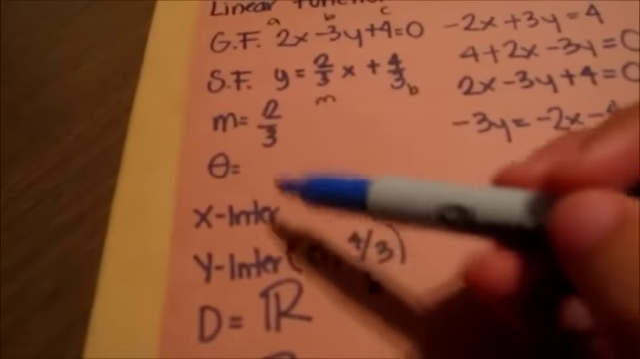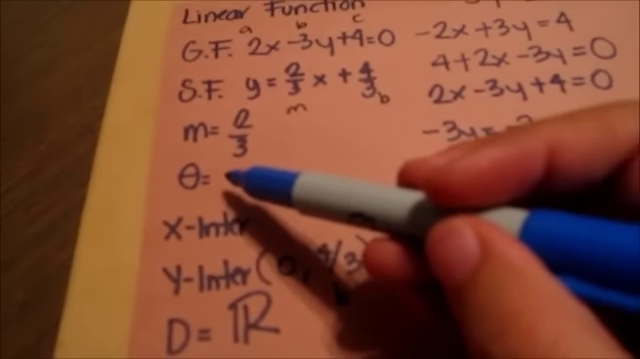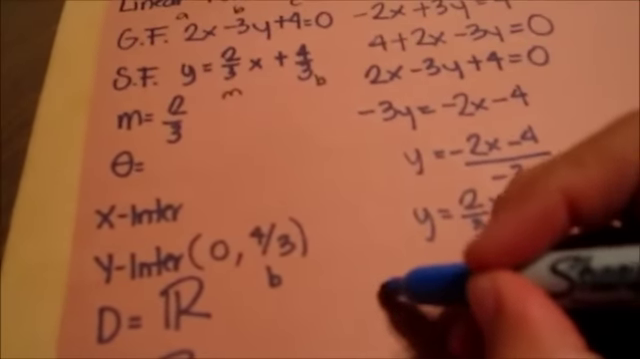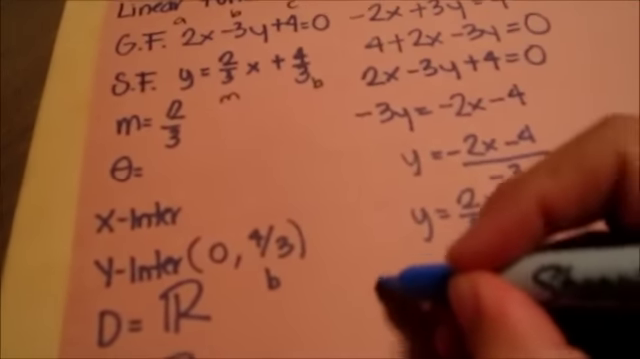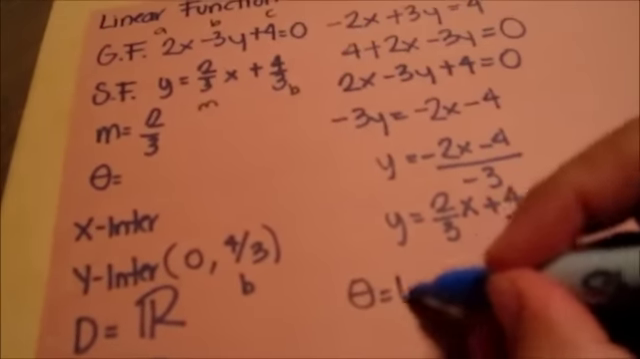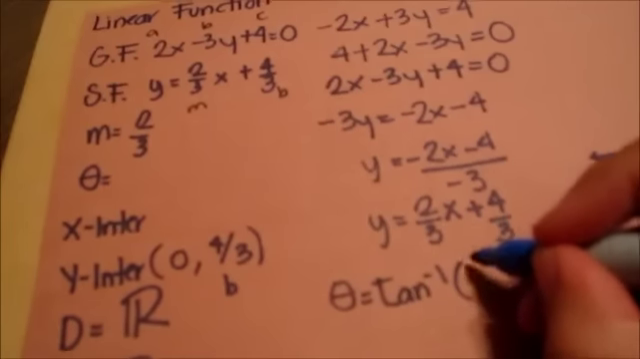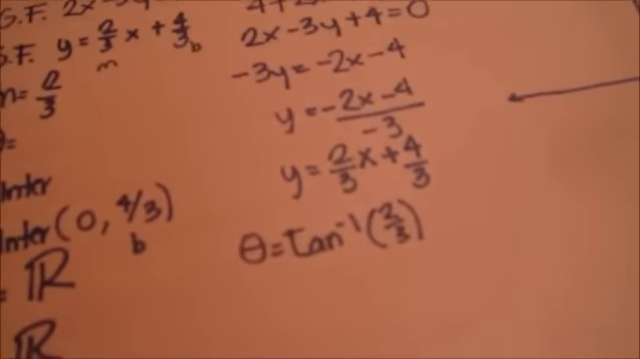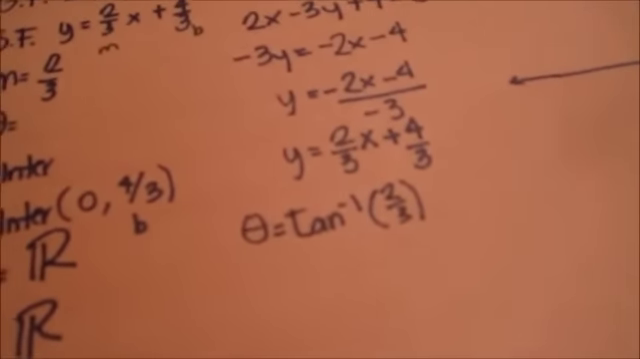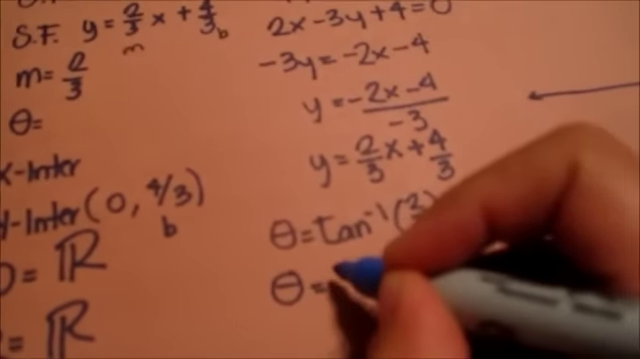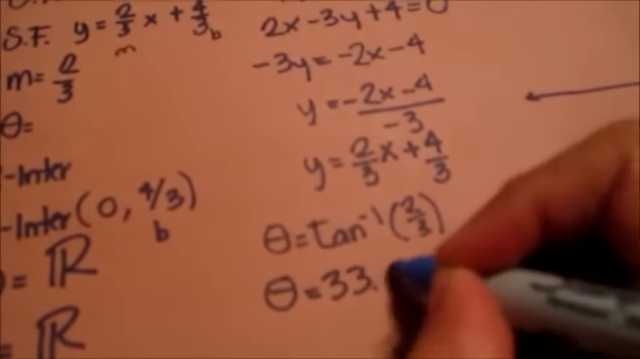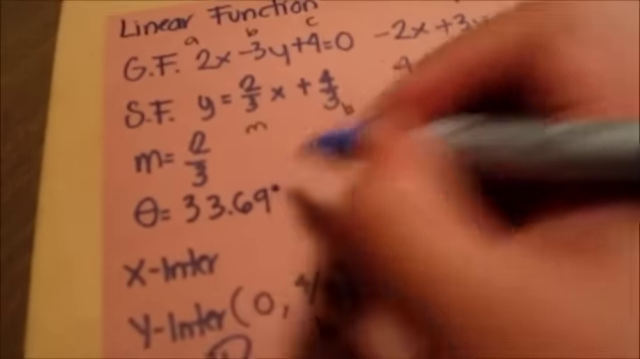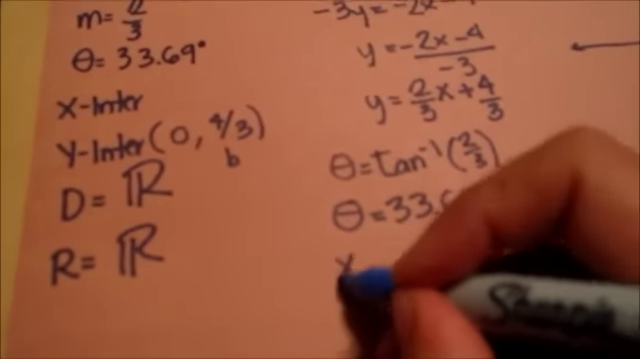Now, the missing things you need to find are the inclination angle and the x-intercept. The inclination angle is easy. It's tangent inverse of the slope, which is going to be 2/3. And tangent inverse of 2/3 equals 33.69 degrees. The last one is the x-intercept.